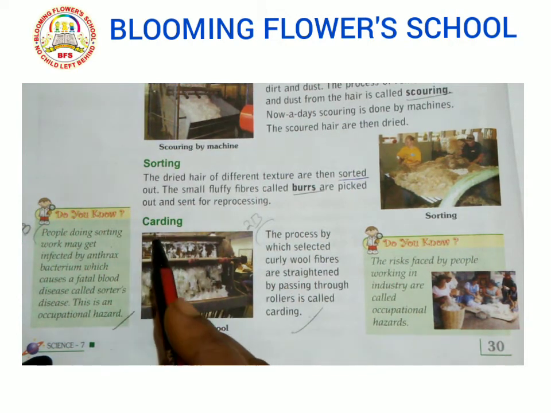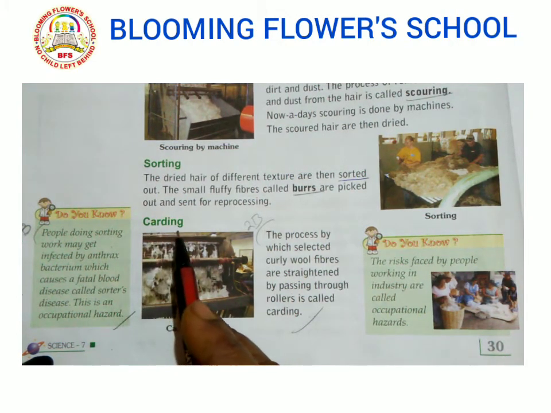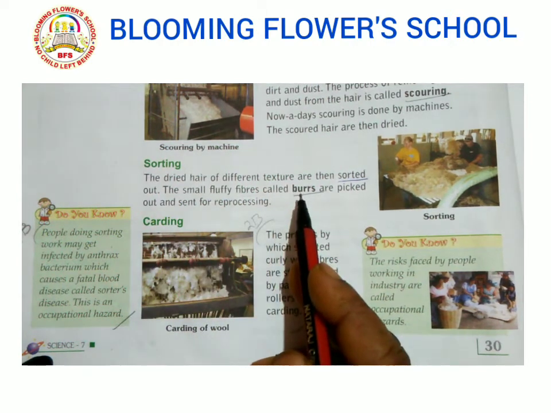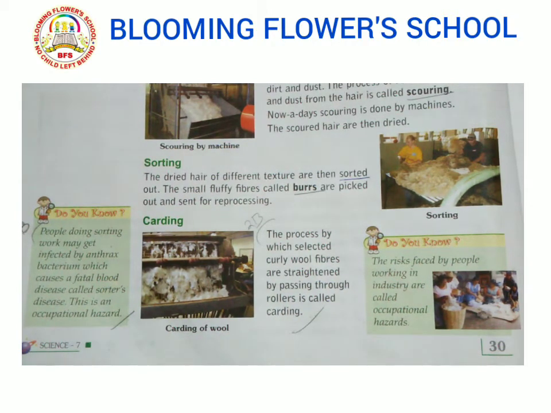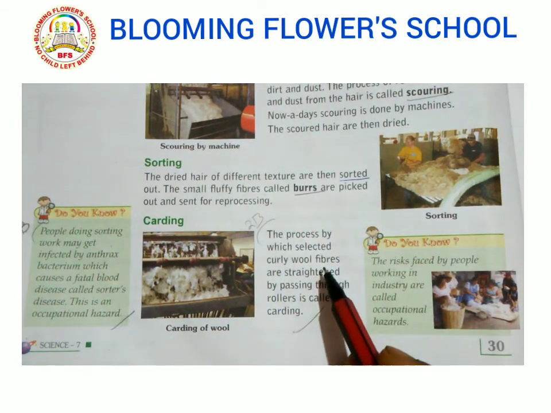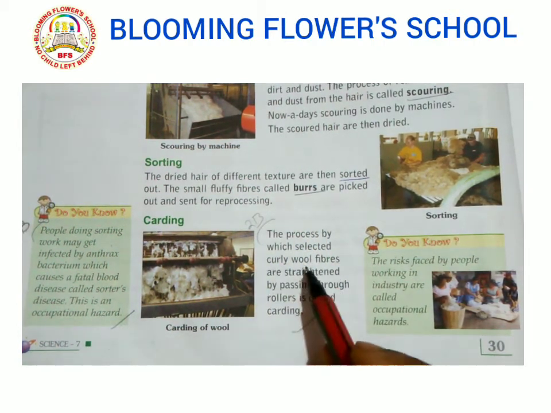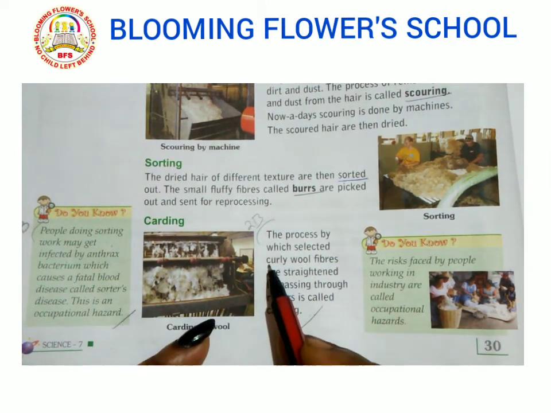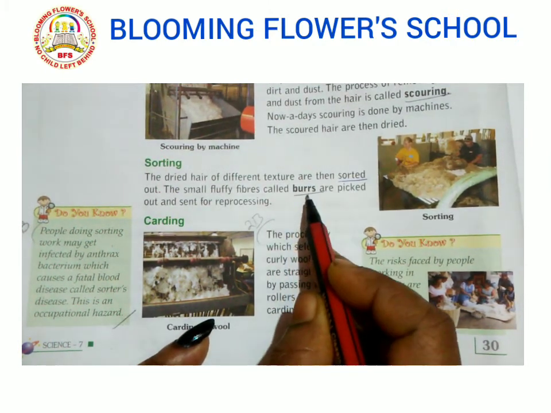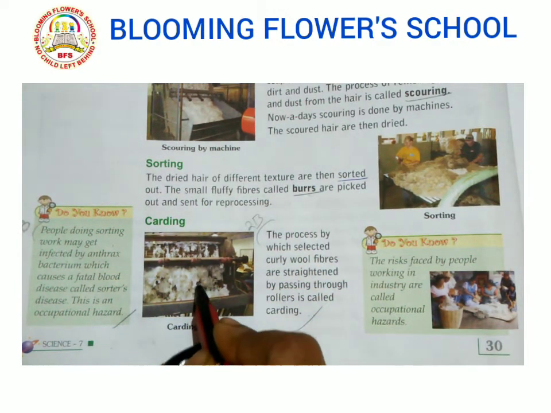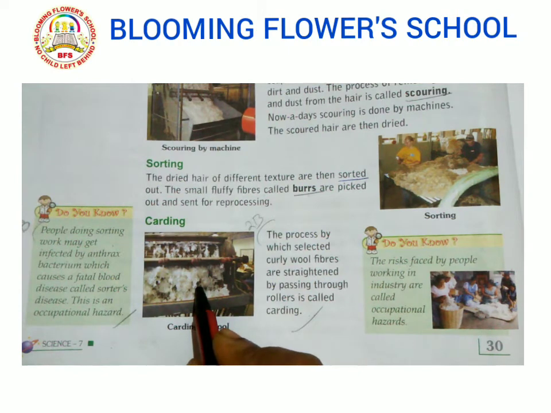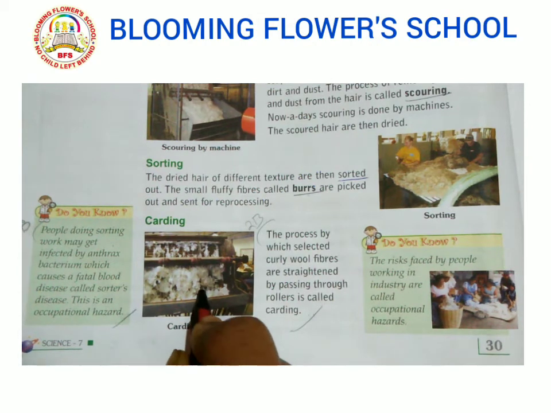So this is done in your carding. Carding means you are straightening the burrs by passing them through a rolling machine. This process is called carding. Simple. We take the burrs, and burrs are curly wools. In simple language, curly wool fibers, we take and send through these rolling machines. What is the purpose of sending them? To make them straight. This process is called carding.